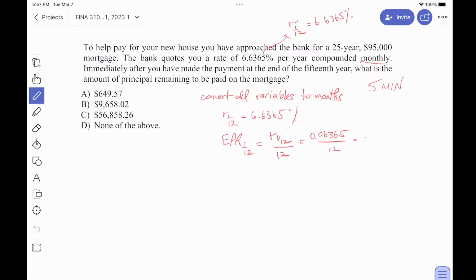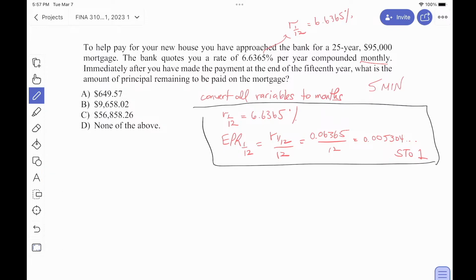So you get a repeating decimal, and you can store that in 1. So that's my rate. Now, what other variables? I also have the 25 years, which is a 300-month mortgage. What else do we have?